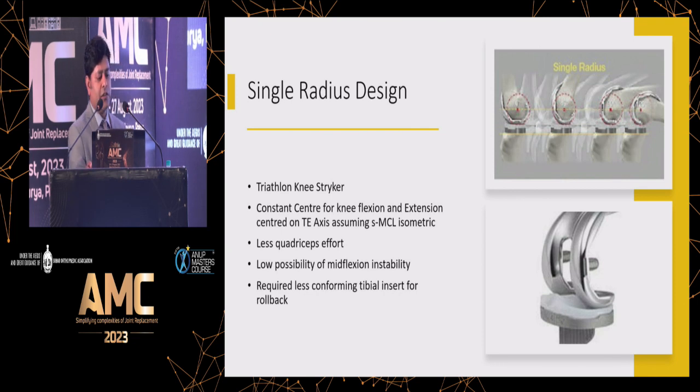So what are the theoretical advantages? The theoretical advantages are that the quadriceps effort is lower in these knees, and there is a lower possibility of mid-flexion instability because the radius doesn't abruptly shift backward as in a J-shaped design, which is the conventional multiple radius knee.